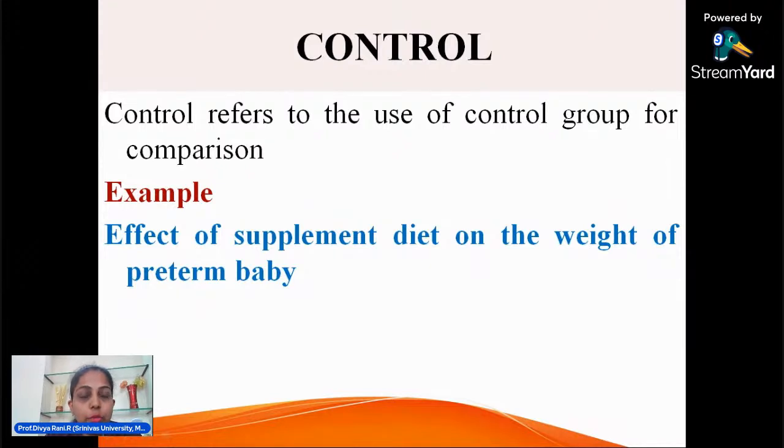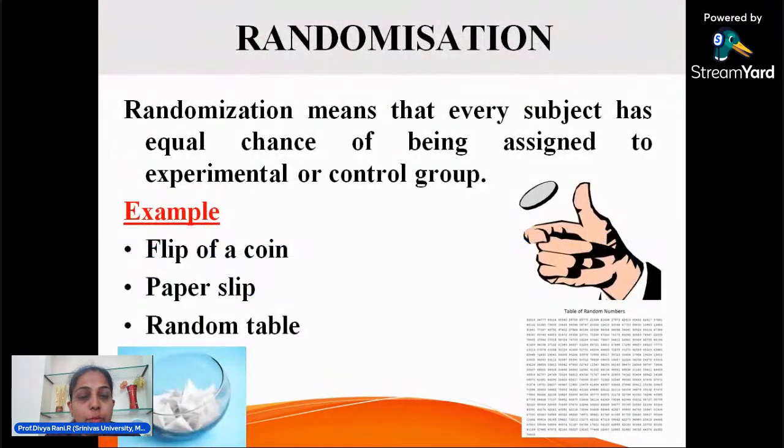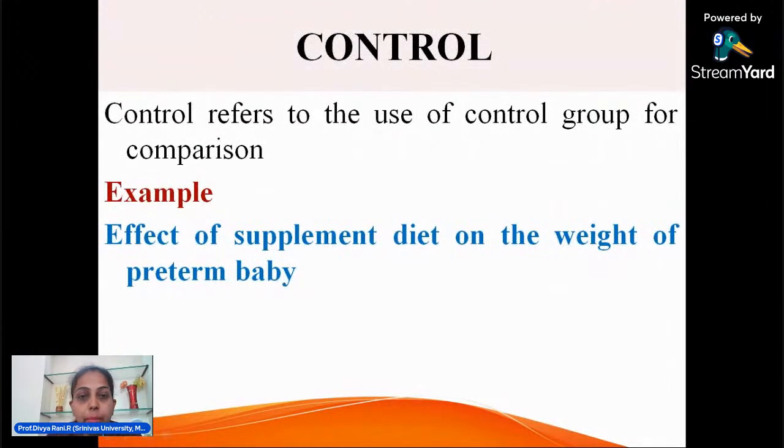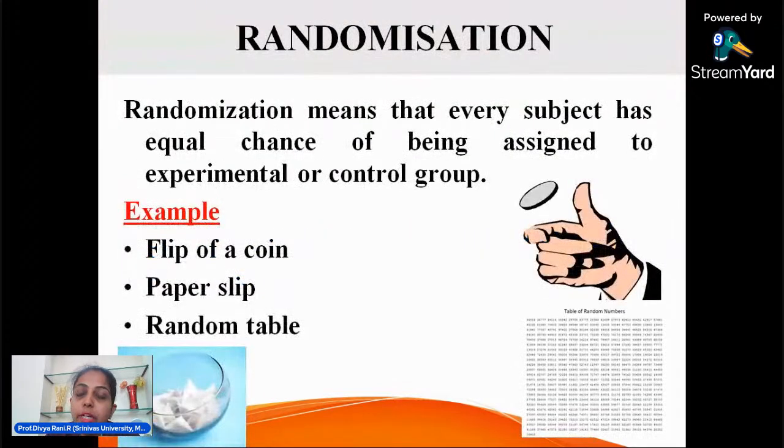Next is control. You need a control group for comparison. For example, you are checking a supplement diet on the weight of a preterm baby. A preterm baby will be given some supplementary diet to improve the weight. Sometimes, even though you don't give a supplementary diet, the baby's weight usually increases. So in order to know whether the diet has caused the weight gain, you need a control group. That is called a control group.